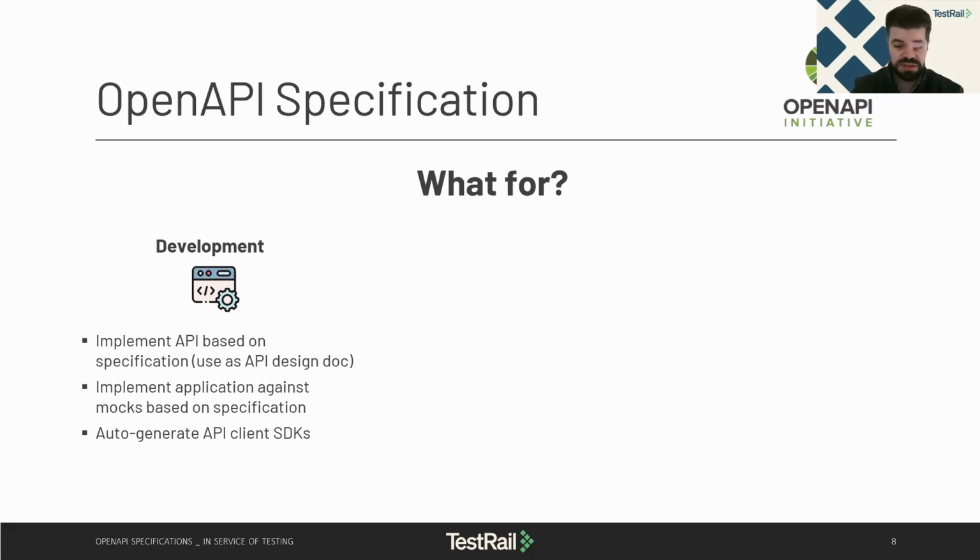You can use the specification to generate mocks and test your application against those mocks, because you know that that's supposed to be what the backend is going to get you to the UI. And you can also, for instance, auto-generate an API client. You can even auto-generate a server itself. There are tools that allow you to do that in a couple of different languages.